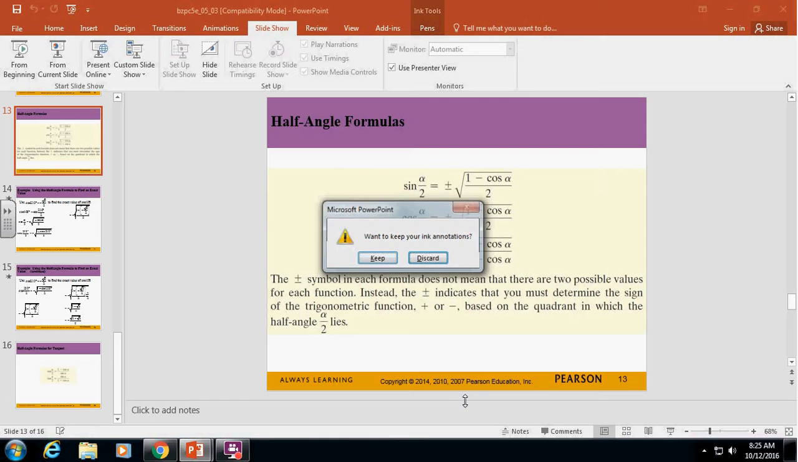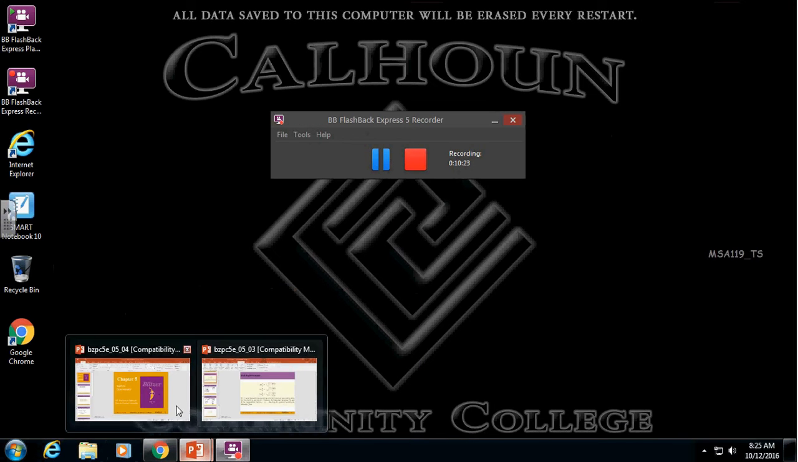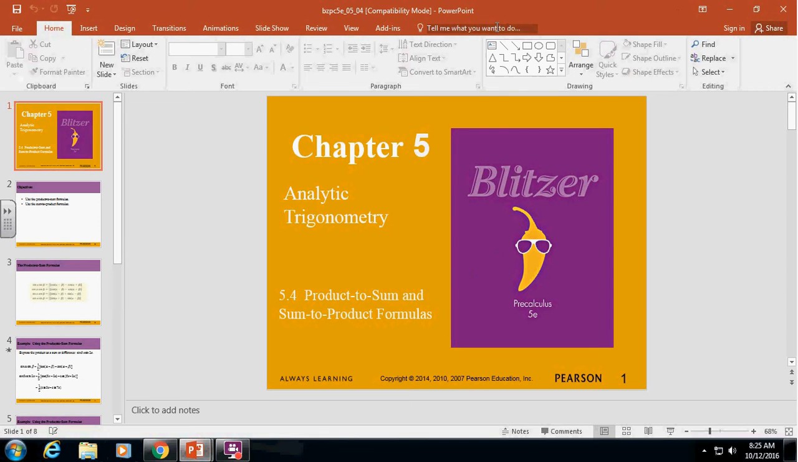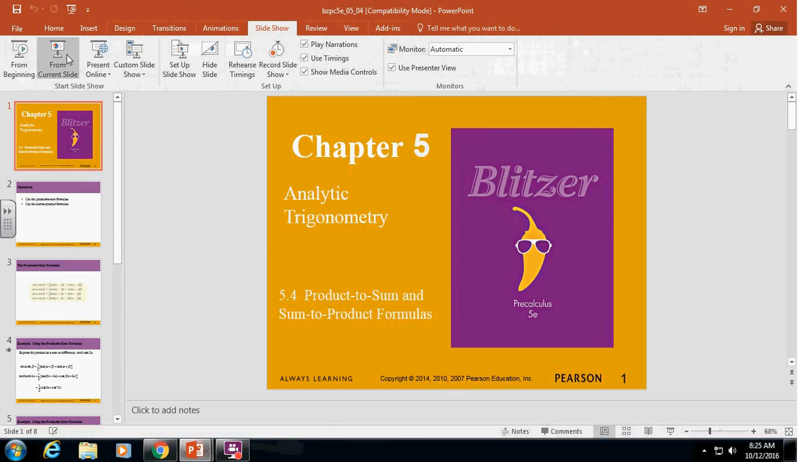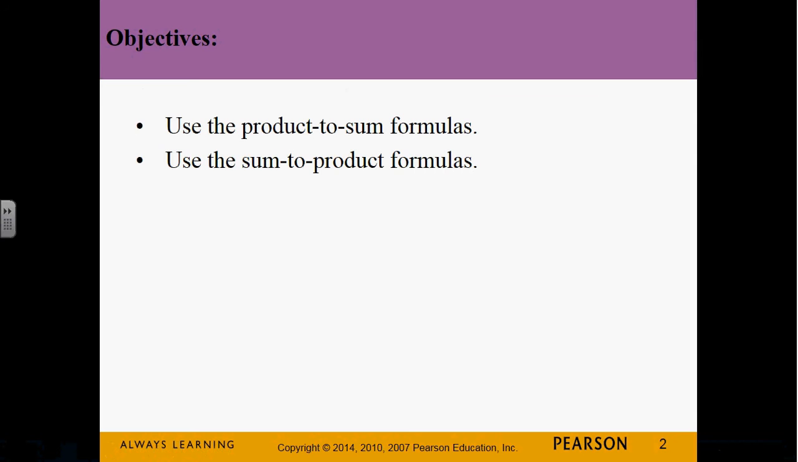Now, that will allow us to do the double angle and half angle homework. Now we want to look at product to sum and sum to product. So we want to be able to use both of these formulas.